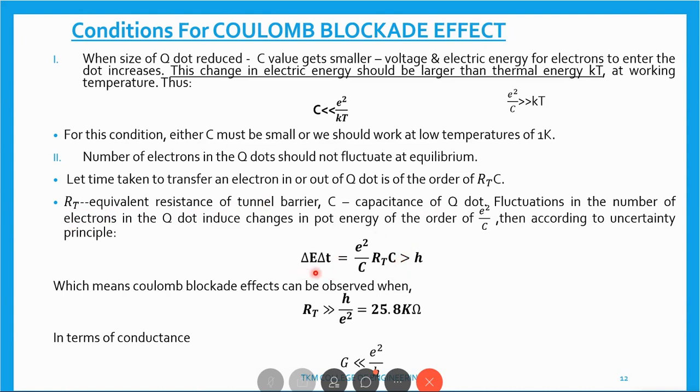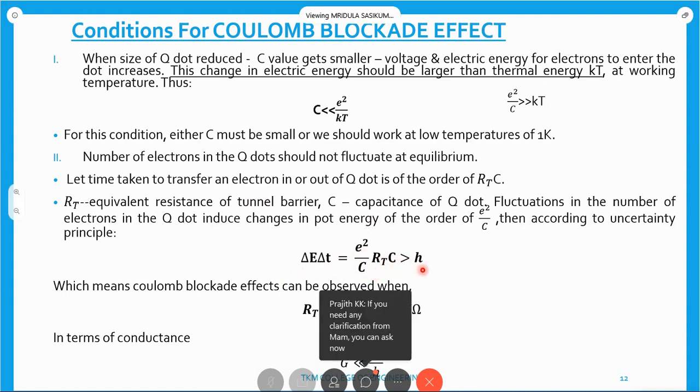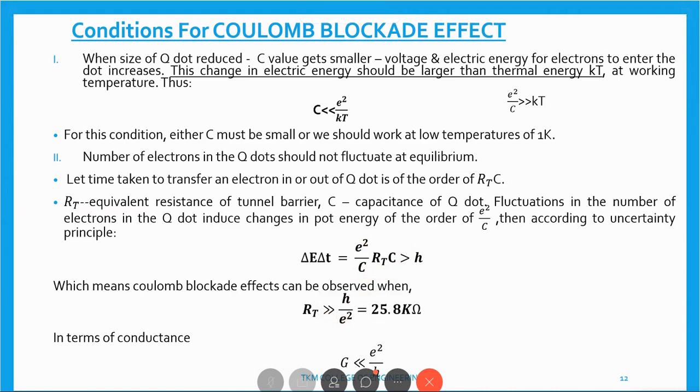So this value delta E delta T should be greater than h. That means e square by C times R_T C should be greater than h. When you simplify, C and C get cancelled, and from this you get the formula R_T should be much greater than h by e square. When you substitute the values, you will get 25.8 kilo ohm. This is the same value which we got, right? So as R naught.